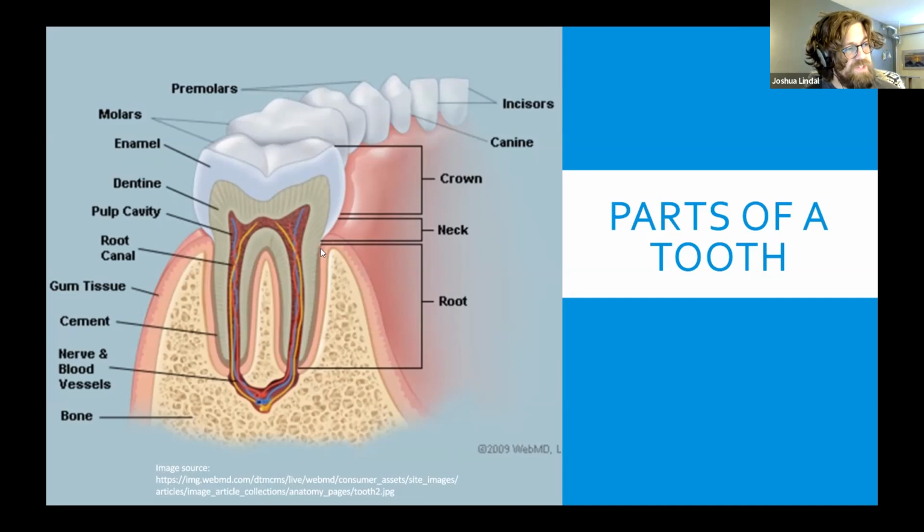On the outside of the root is another mineralized structure that's very thin called cement or cementum. It is also very similar to bone and dentin, and it just helps to anchor that root into the jawbone. And then finally, people often overlook the gums and jawbones, which are collectively called the periodontium. That means around the tooth. So they're the structures that surround the tooth. They're not parts of the tooth themselves, but the health of your teeth depends on all these components working together.